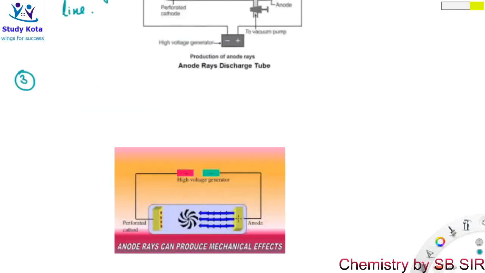Property number 3. यहाँ पर हमने एक डायग्राम बना रखा है. हाई वोल्टेज जनरेटर. This is the apparatus for generation of anode rays. So when anode rays strike this turbine, it starts moving.